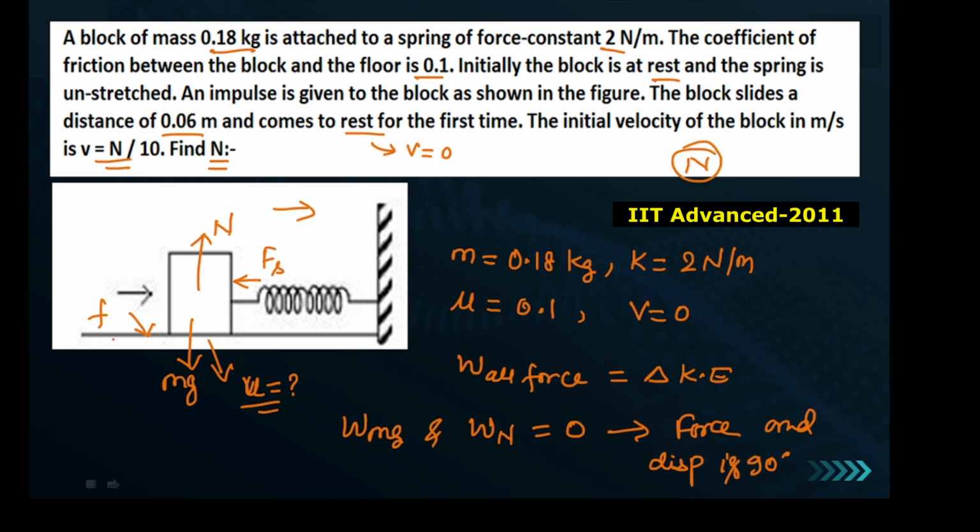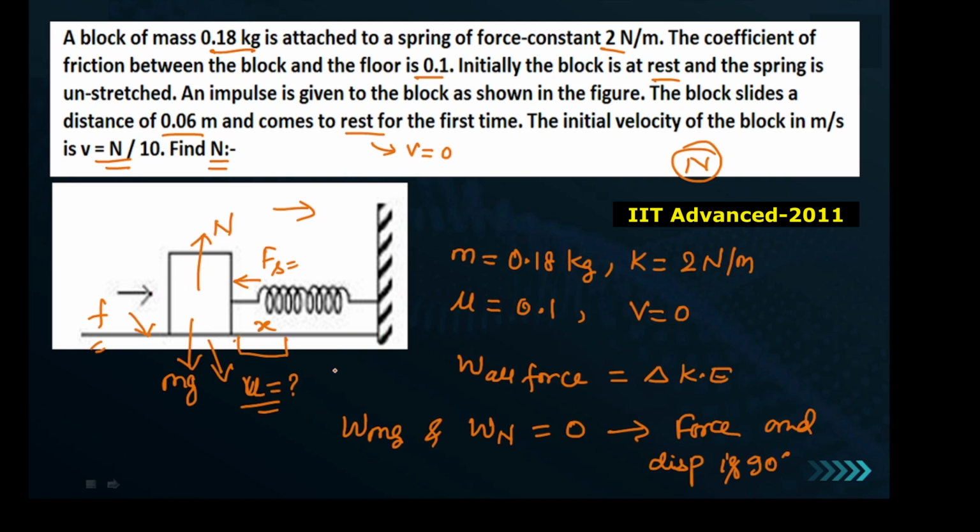Now we have only two forces for which we have to find the work done. First is the friction force and second is the spring force. Here we can assume that when the block compresses this spring, the length of the spring decreases by x. That means the change in length of the spring is x, and that's why the movement of this block is also x.